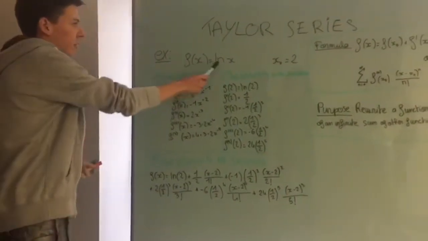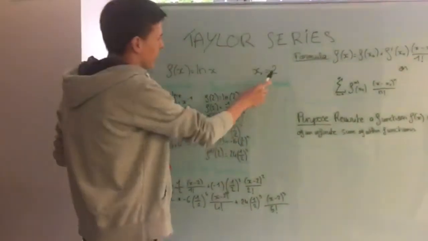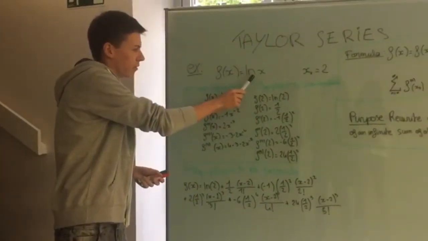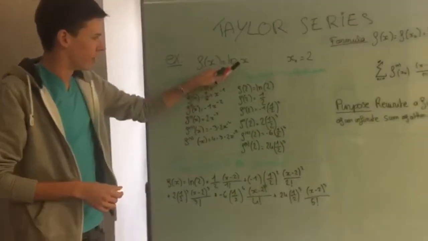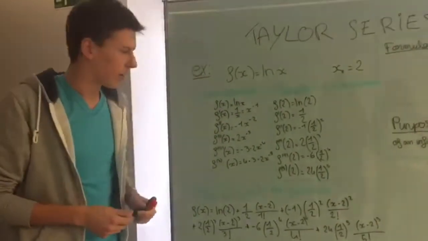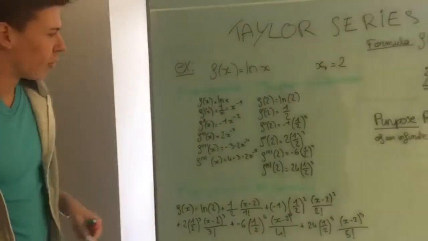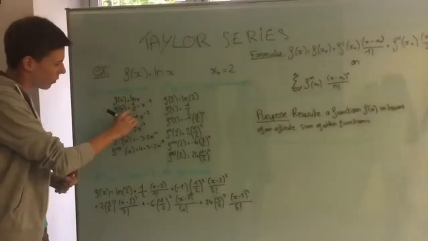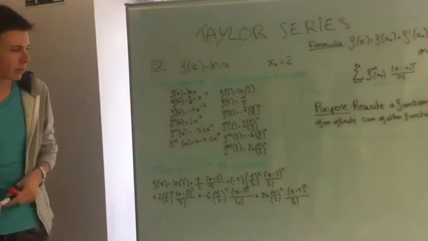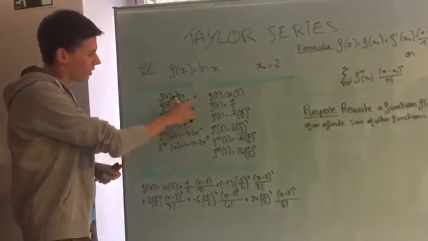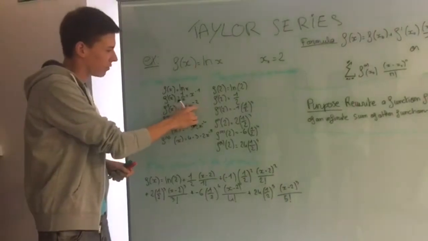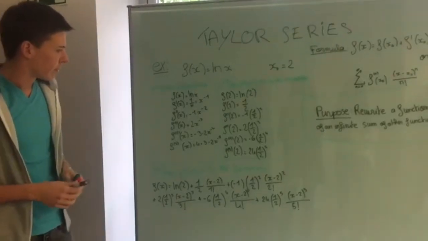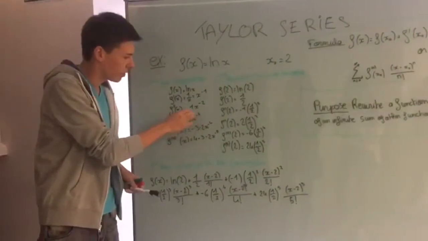Example here: f of x equals ln of x at the point x equals 2. We start by differentiating the formula f of x equals ln of x. So the first derivative of ln of x equals 1 over x. In order to make it easier for us to plug into the formula, and for you guys to actually see the generalization, 1 over x equals x to the power of negative 1. The second derivative is then negative 1 times x to the negative 2, as seen by normal simple differentiation. The third derivative is therefore 2 times x to the negative 3.